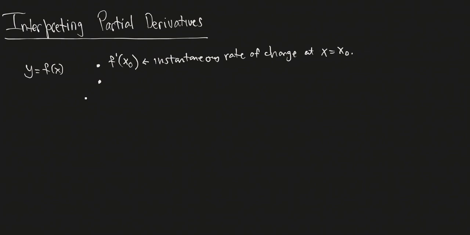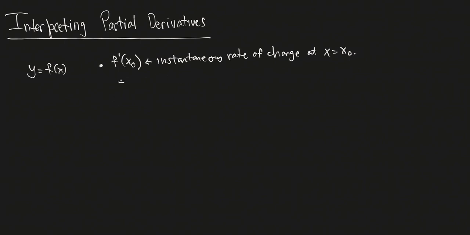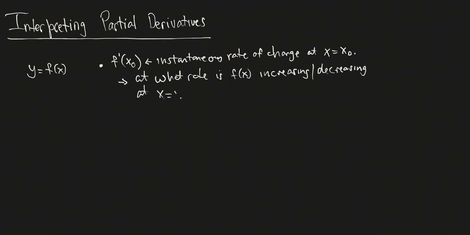So that's what your f prime of x0 means in a physical sense. It allows you to answer this question: at what rate is my function increasing or decreasing at that point, at x equals x0? So that's the physical interpretation, and that's why we end up using derivatives when we analyze things like motion, because motion has a lot of rates involved.